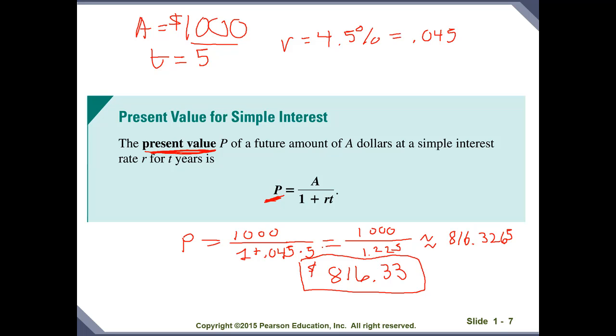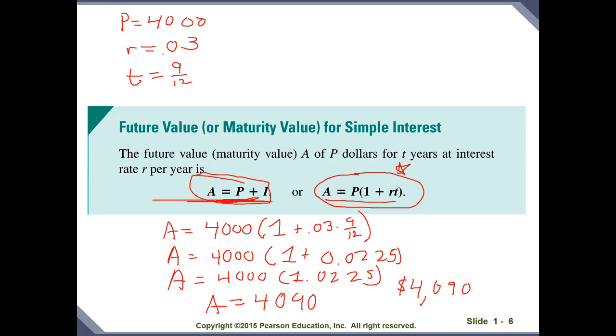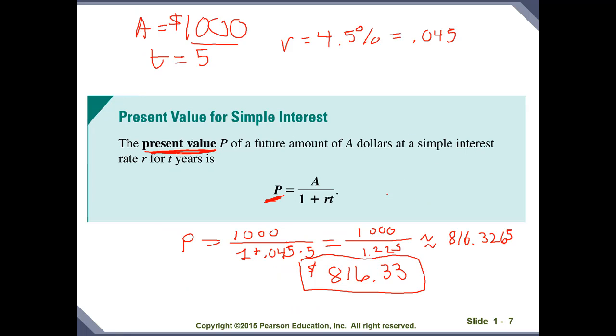We could check this by plugging this value into our future value formula. We could replace P here with $816.33, and we would find that A is right around $1,000. Because of rounding, it might be a penny more, or hopefully it won't be a penny less. We like it to be more, not less.